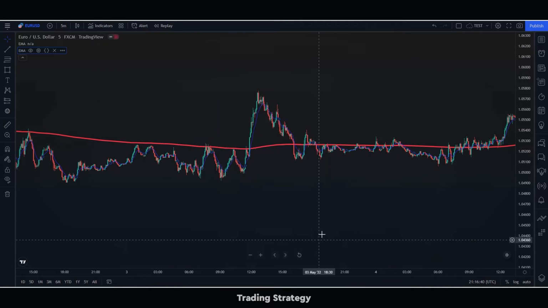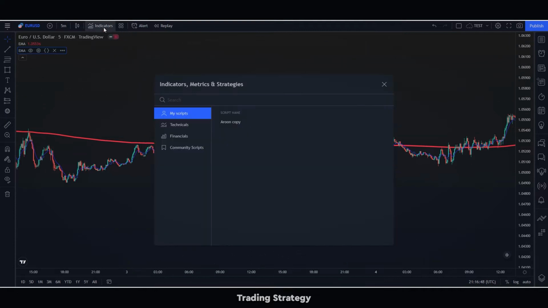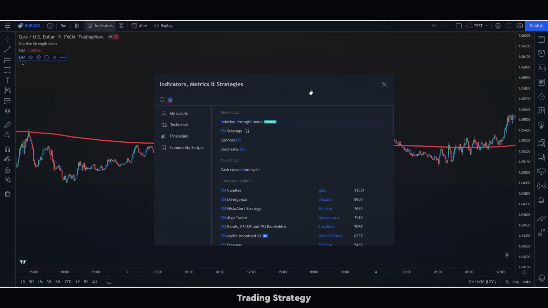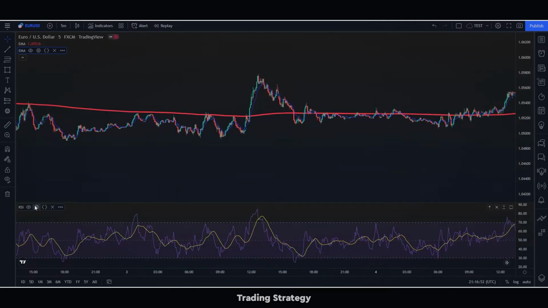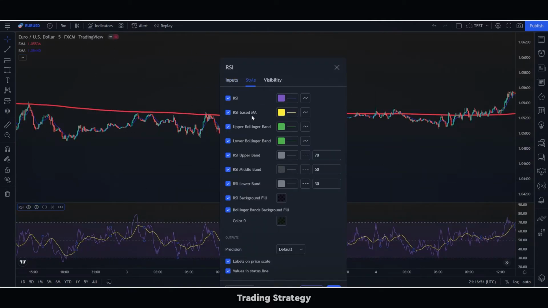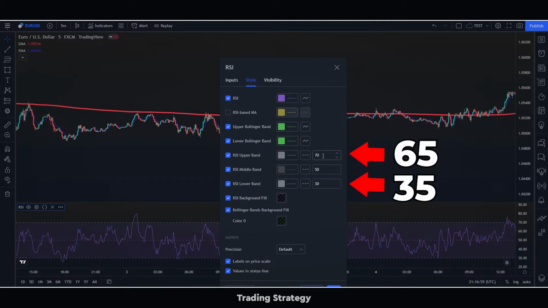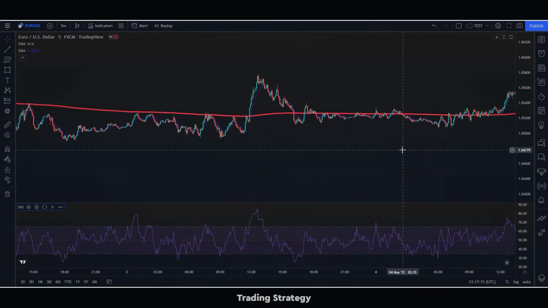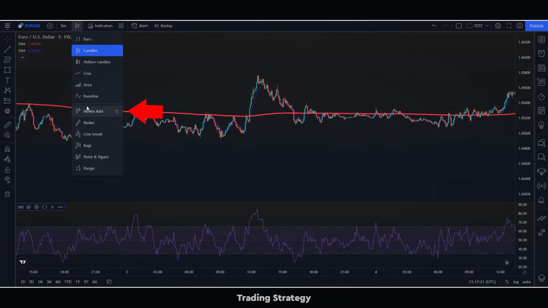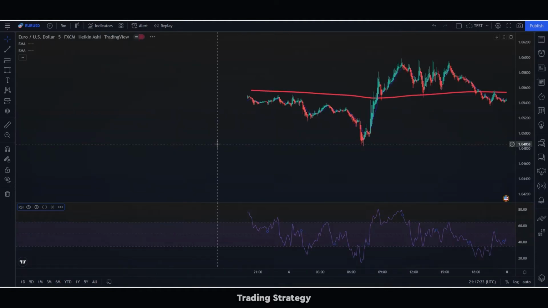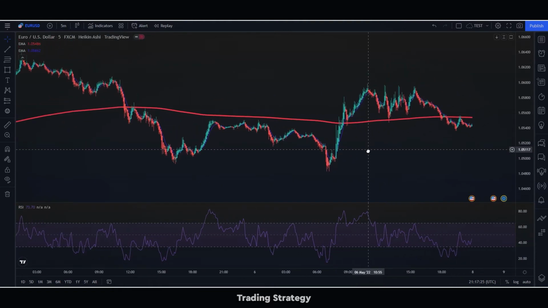Then we will select the RSI indicator, and we will deactivate the moving average that comes by default. And in addition, we will change these values to 65 and 35. And of course, we would be missing the main part of the strategy, the Heikin Ashi candles. To activate them, we simply have to display the candles section and select Heikin Ashi. And ready, we have everything ready to start operating.